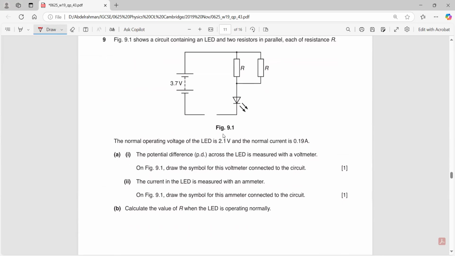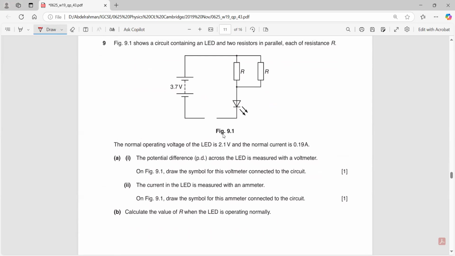Figure 9.1 shows a circuit containing an LED and two resistors in parallel, each of resistance R. The normal operating voltage of the LED is 2.1 volts and the normal current is 0.19 amperes. The potential difference across the LED is measured with a voltmeter. Draw the symbol for the voltmeter. Okay, this is a bonus mark. Voltmeter. Okay, draw the current. Can I draw the current? The ammeter.